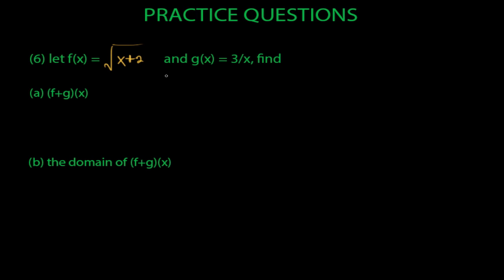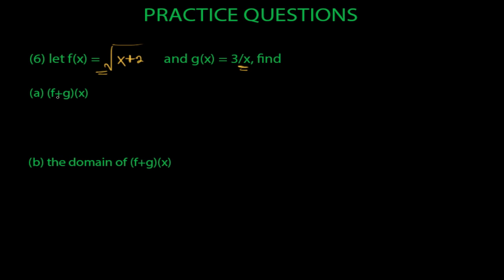This is becoming fun. Practice question number 6. Here we're given f of x equals the root of x plus 2, and g of x equal to 3 all over x. This is f of x and this is g of x. Now you're told to find f plus g of x.